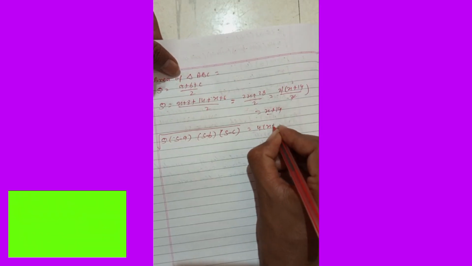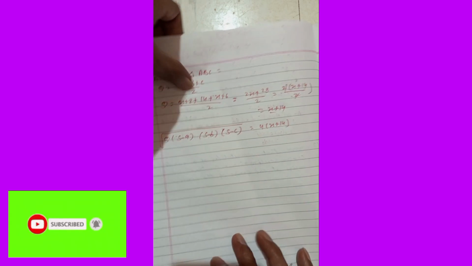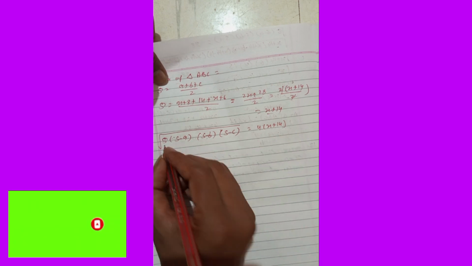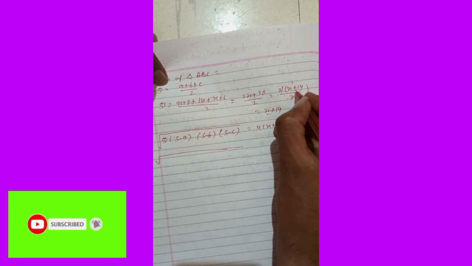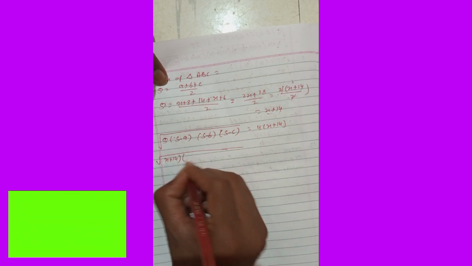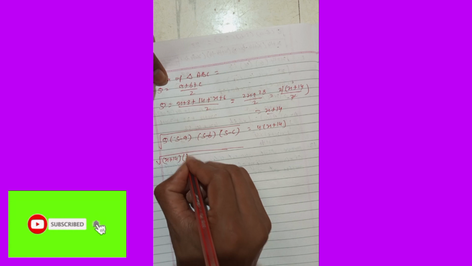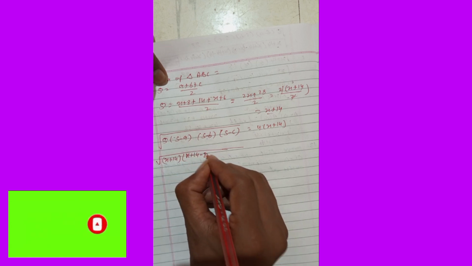4 into x plus 14. Total area of this one, and this also will be the total area of that one only. So what we write in that? Yes, we got that x plus 14 into x plus 14 minus a side, which is 8 plus x.